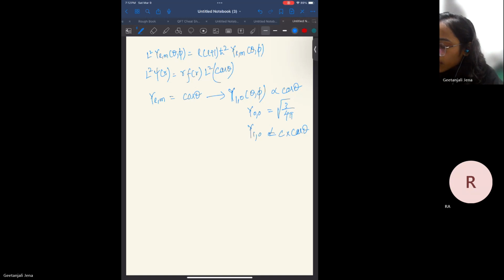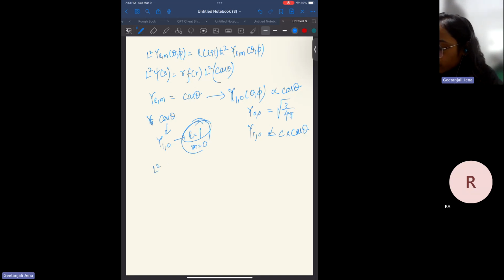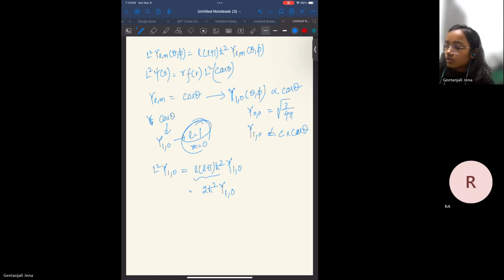So that means this for cos theta, this is Y10, that means L equal to 1, M equal to 0. Right? So that means you got the value of L. Now when this L square will act on this Y10, it will give L into L plus 1 h cut square multiplied by the same state. And L is 1 here. So that means this is 2 h cut square. So that means this is the eigenvalue.